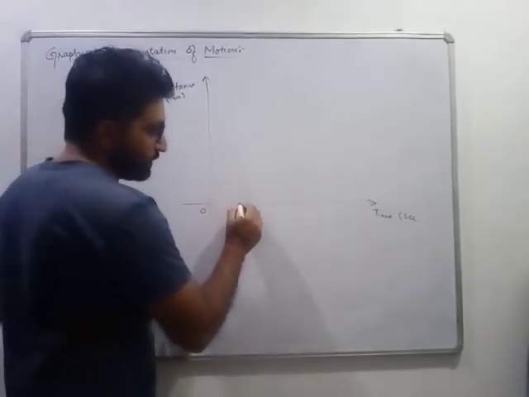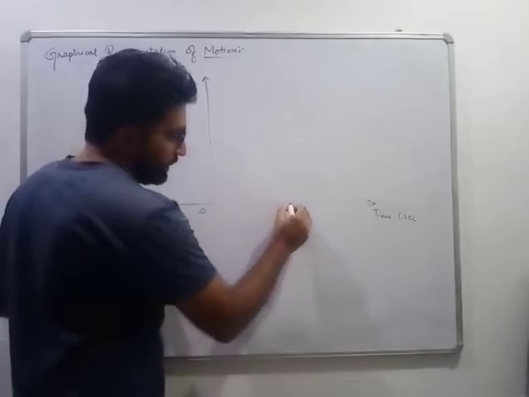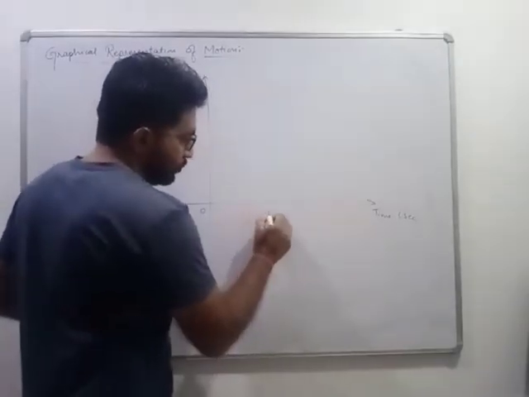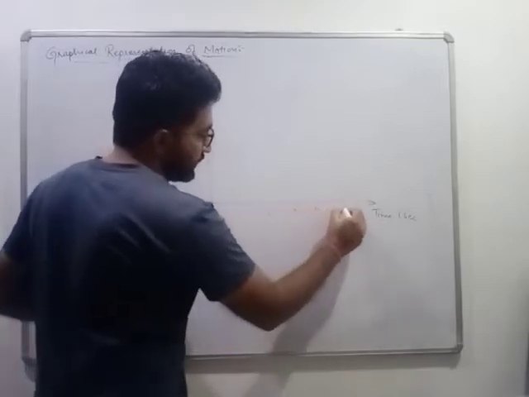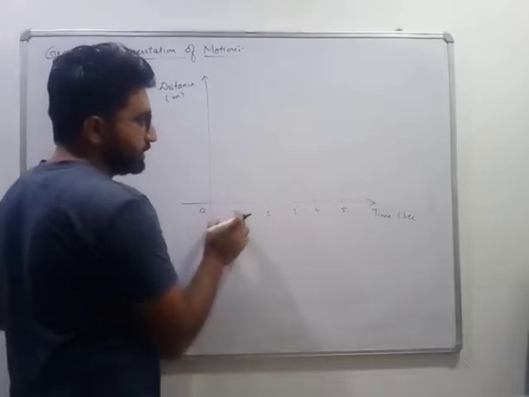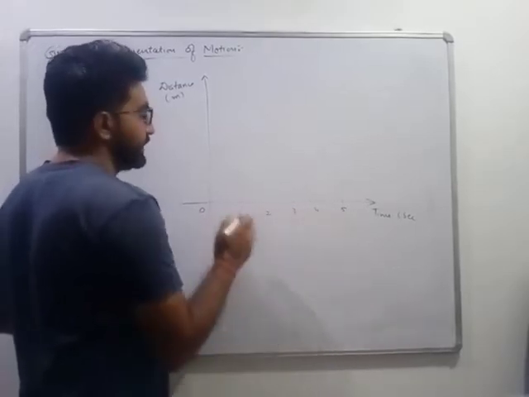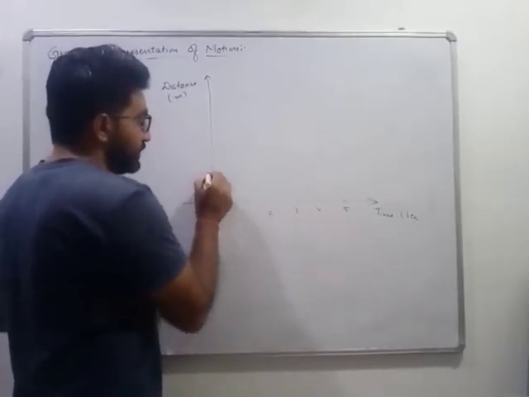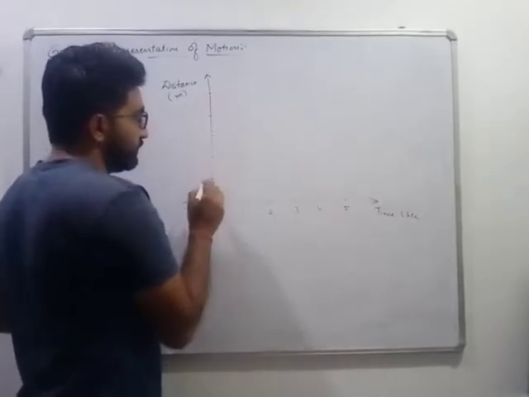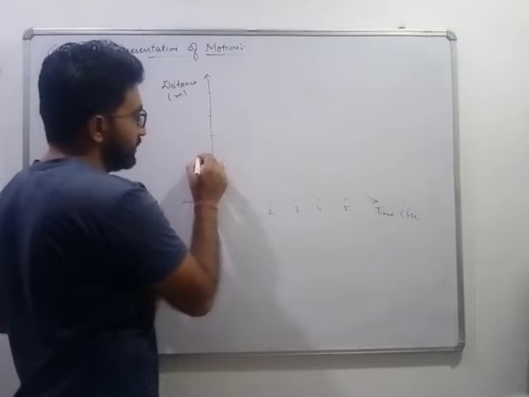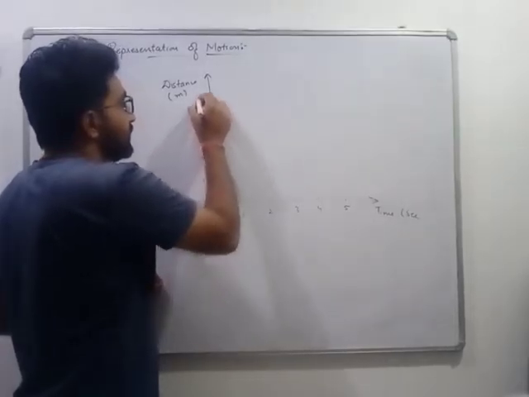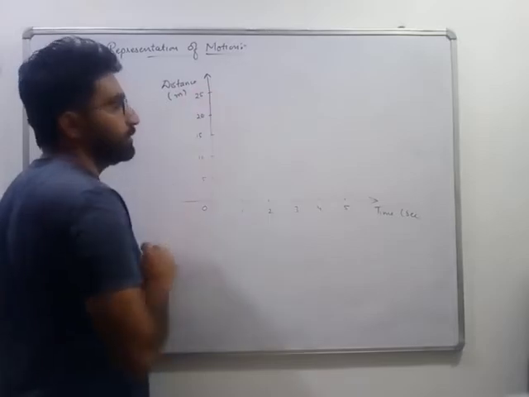Let us first take the coordinates. It is 1 second, 2 second, 3 second, 4 second, 5 second. Here each interval is of 1 second. Similarly, this is also divided into 5 segments. This is 5 meter, 10 meter, 15 meter, 20 meter, and this one is 25 meter.